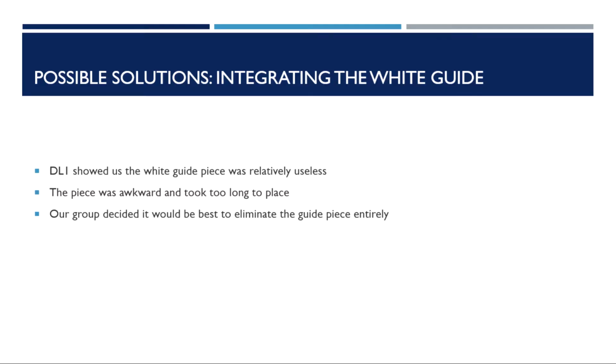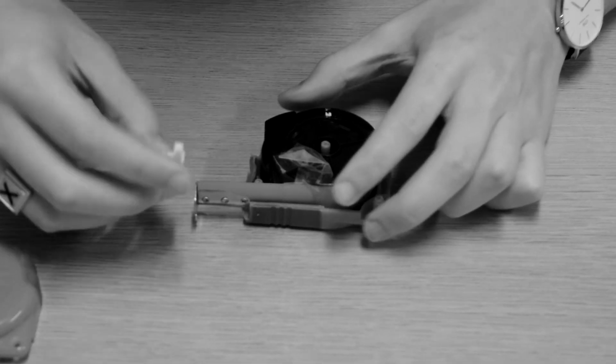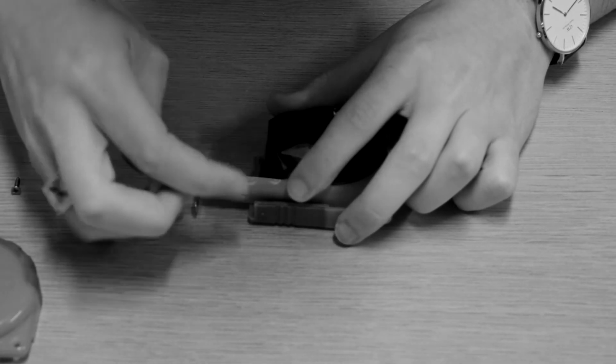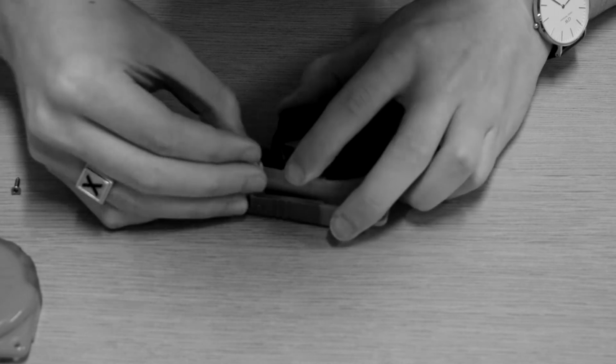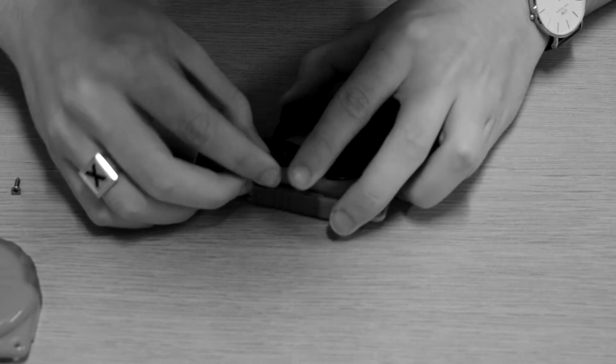In Design Lab 1, implementing the white guide piece was a limiting factor in the time it took to build the tape. It was slow and awkward to place and just caused a slower workstation time. Our group decided it was best to completely eliminate the white guide piece in the construction of the measuring tape. The guide piece was determined to be relatively useless with respect to the design of the functionality of the tape.